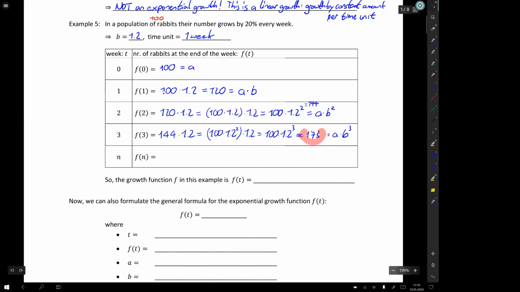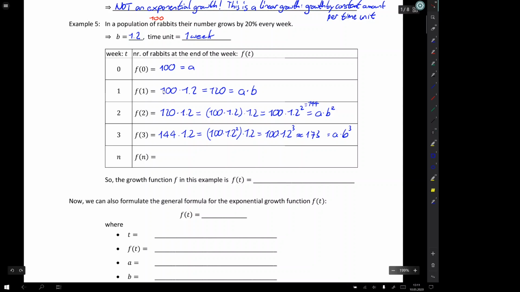Actually, the amount here would be 172.8, so probably the last rabbit is only born to 80%, not yet completely. Well, however we want to look at it, obviously this whole function cannot represent exactly the number of rabbits, because the function itself will not be only integer numbers, but this is just about the model.